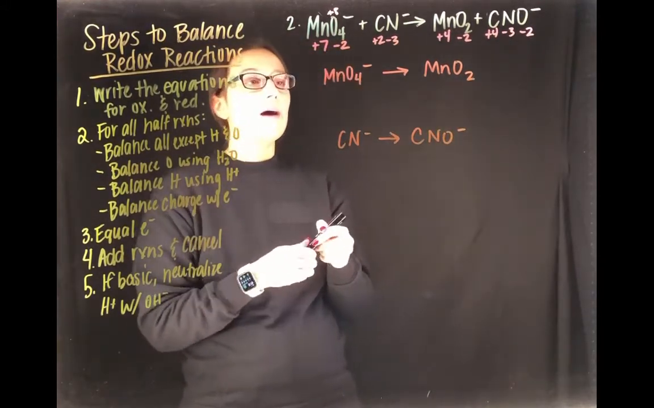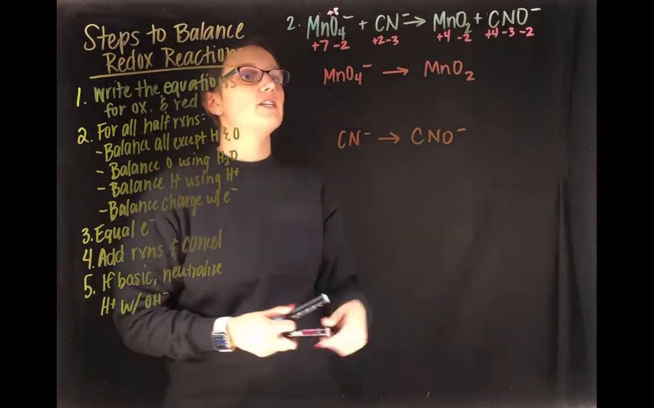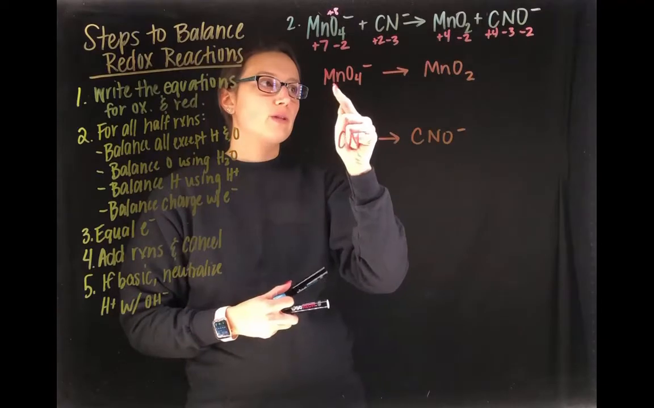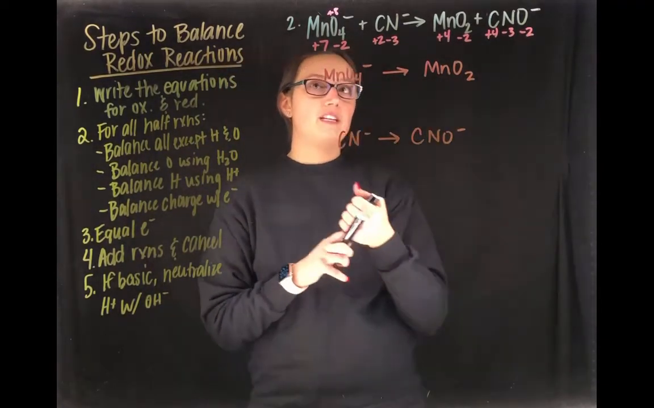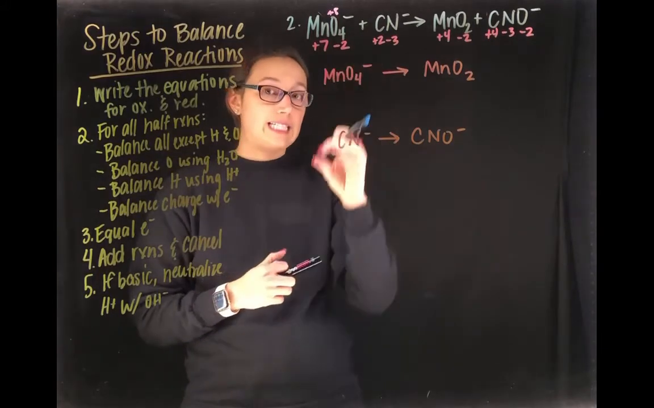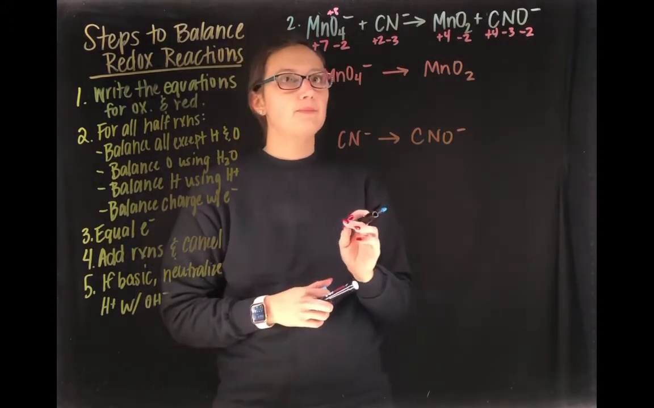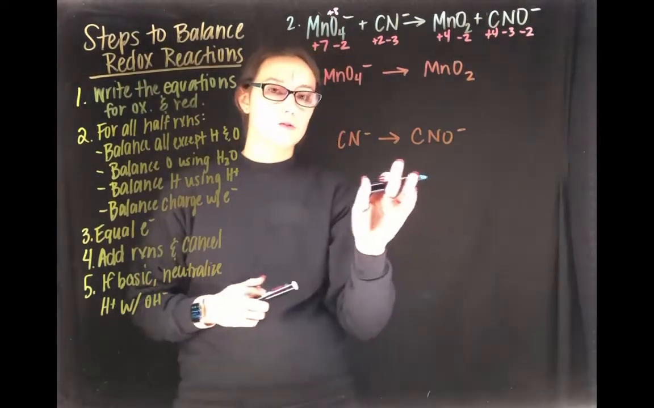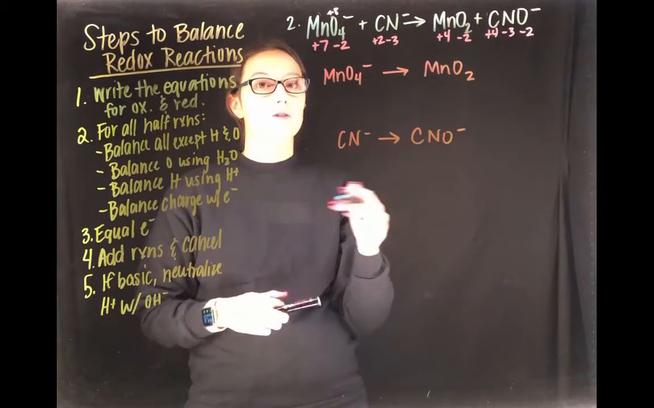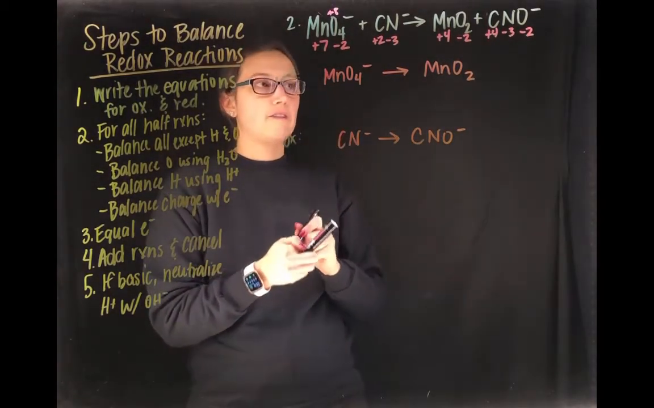Now if we think about each of these, let's label whether it's oxidation or reduction. If Mn is going from +7 to +4, that means that the oxidation number is going down. So this is the reduction half reaction. And then carbon is going from +2 to +4. So its oxidation number is increasing, which means it's losing electrons. So this is the oxidation half reaction.